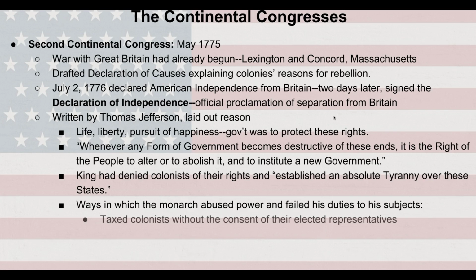They had taxed the colonies without the consent of their elected representatives. There had been taxation without representation, as we have always known since our early days. It interfered with trade when it allowed for a monopoly on tea distribution by the British East India Company. And so it's going to have a significant impact on the commerce within the colonies.